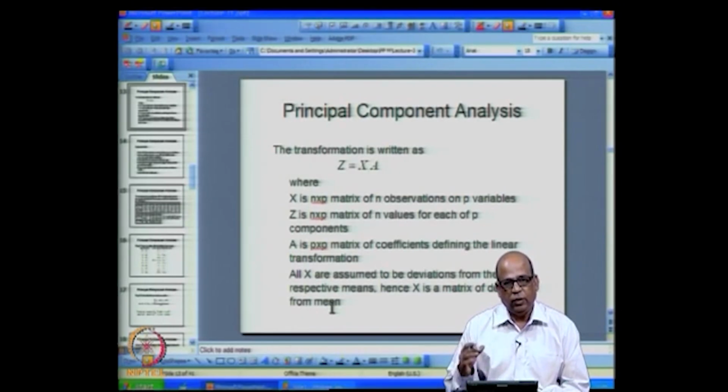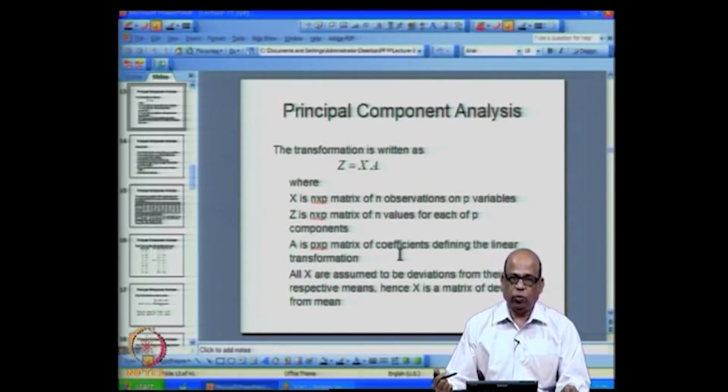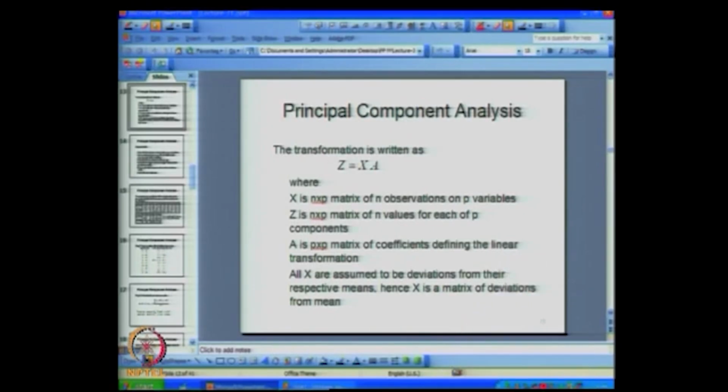Now, when we are doing the analysis, we take the X matrix as a deviation matrix. That means, from the observed data you deduct the mean, and many times you divide it by the standard deviation also to form the X matrix, and A is the matrix of p by p coefficients, which we will see how to obtain now, and Z will give you the transformed data. So, this is what we essentially do in principal component analysis.